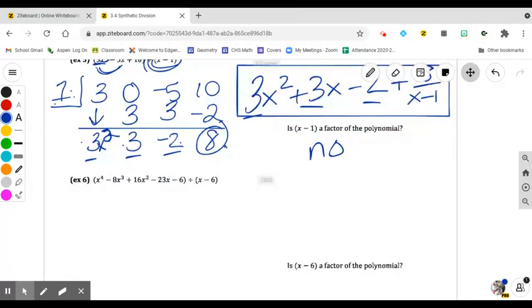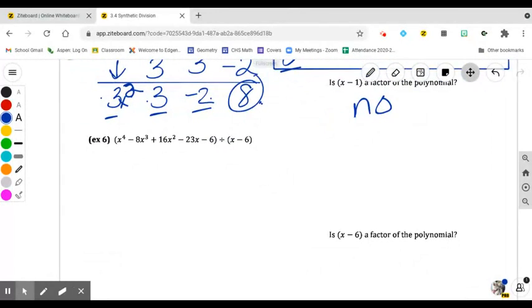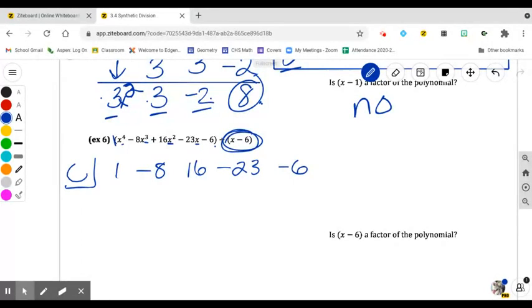Okay, last one. So this is another sort of long one. This one goes 4, 3, 2, 1, 0, which is what we want. So let's write those numbers out. Well, not the exponents, but the coefficients. So we're going to have 1, negative 8, 16, negative 23, and negative 6. The number in the box is going to be the opposite sign of this, which is positive 6. Leave yourself a line, and let's go.